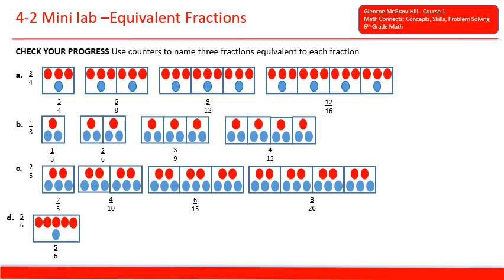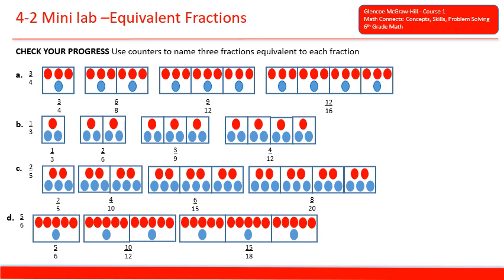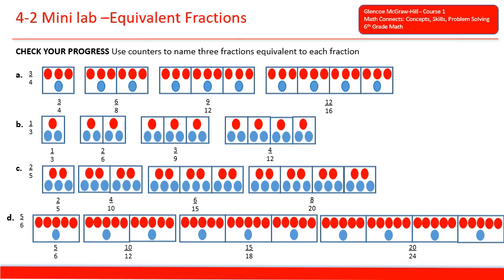Then we have 5/6. So 5 out of the 6 counters are red. We have 2 groups of 5/6, which is 10/12. 3 groups of 5/6, which is 15/18. And 4 groups of 5/6, which is 20/24.